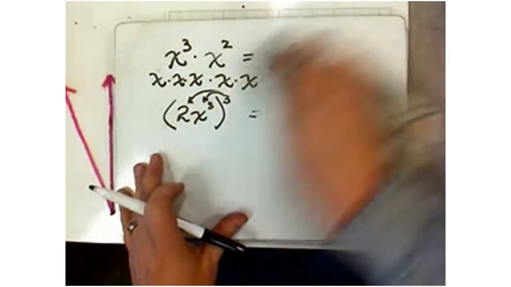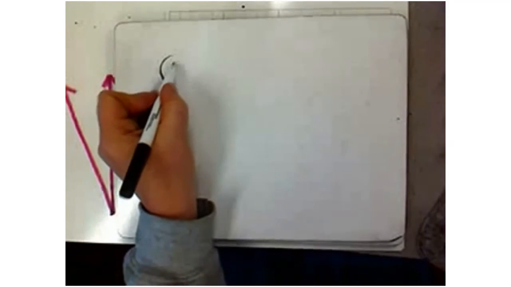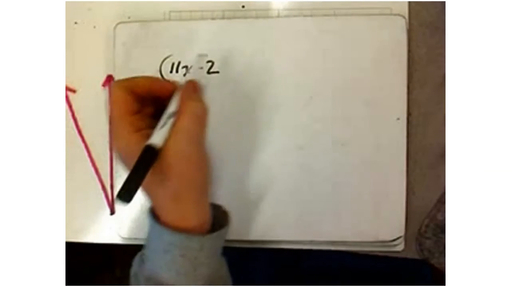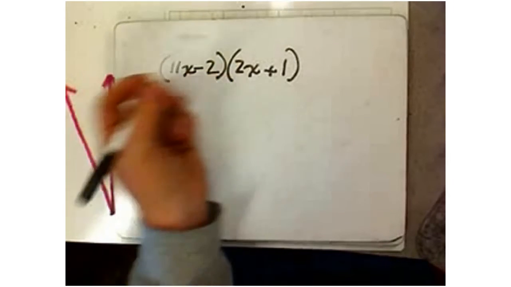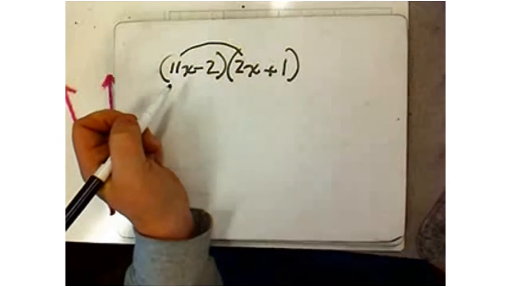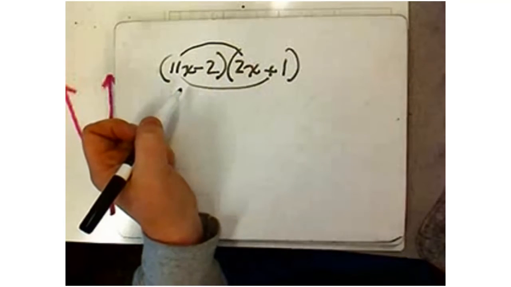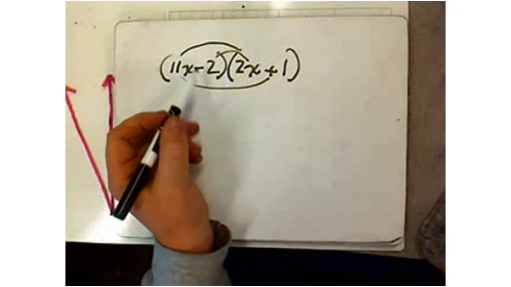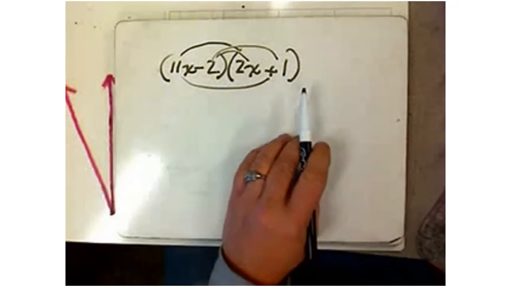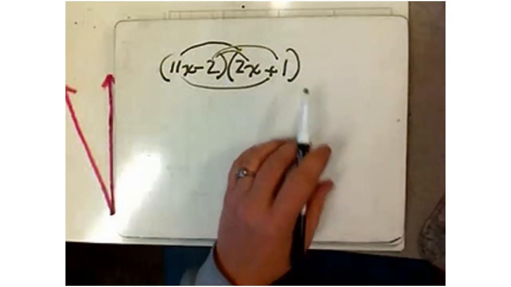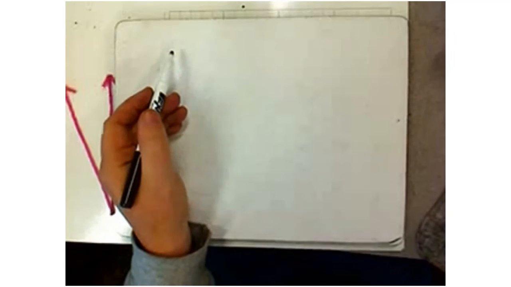You will have some questions where you need to FOIL. You might have open paren 11x minus 2, close paren, open paren 2x plus 1. You would want to do your first terms times each other, 11x times 2x, your outer terms, 11x times 1, your inner terms, negative 2 times 2x, and your last terms, negative 2 times 1, and then you would combine all your like terms. So you know how to do that. You've been foiling very successfully during this chapter and unit.